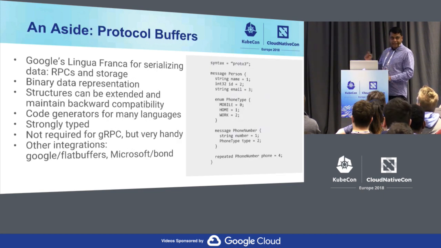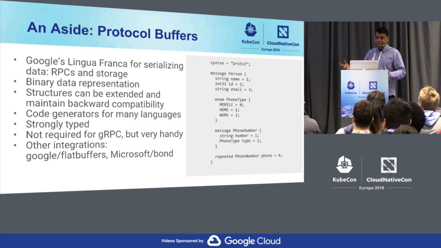I'll take a slight detour into protocol buffers. Protocol buffers and gRPC go hand in hand. They can be used without each other. People use protocol buffers without gRPC or Stubby, and people use gRPC without protocol buffers. But together they make it very easy to use and give much more value add to people. It's been a lingua franca of Google for serializing, for RPCs and storage. We've been using it for a long time. It's a binary data representation, so it's compact.